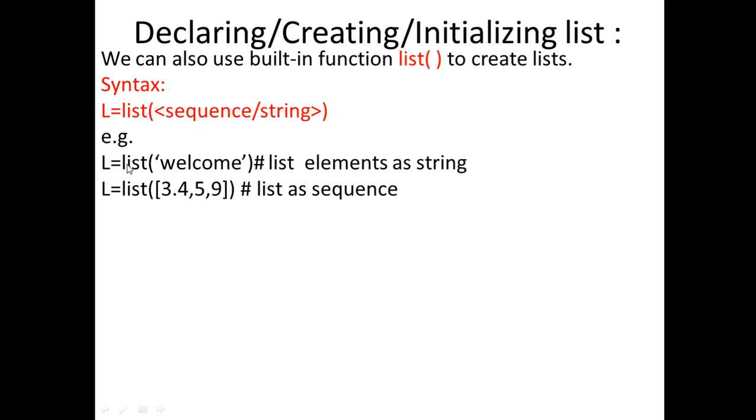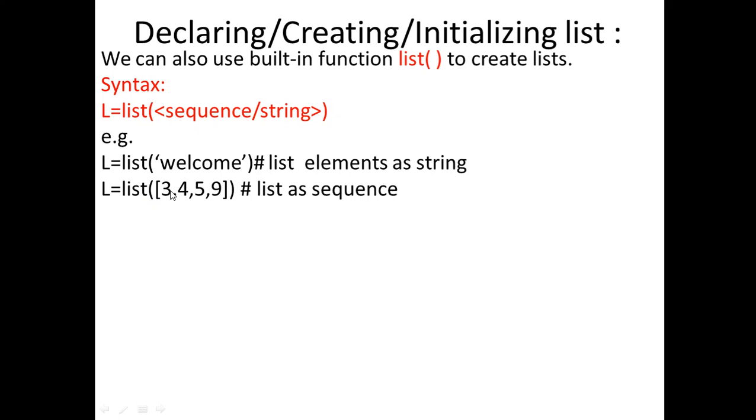For example, the first is L equal to list of welcome. The list element is a string. WELCOME is an example of a string, placed within quotes, and through this command, welcome is going to be created as list items. So using the list function you can create a list of string type.